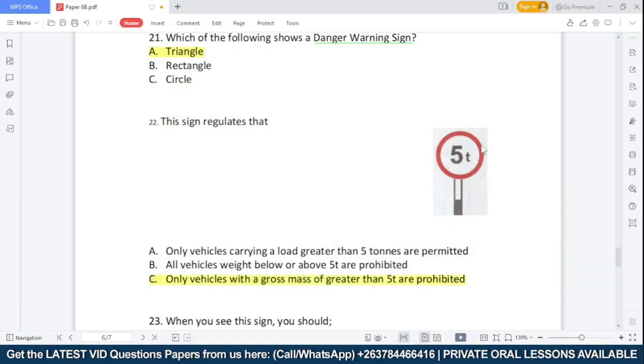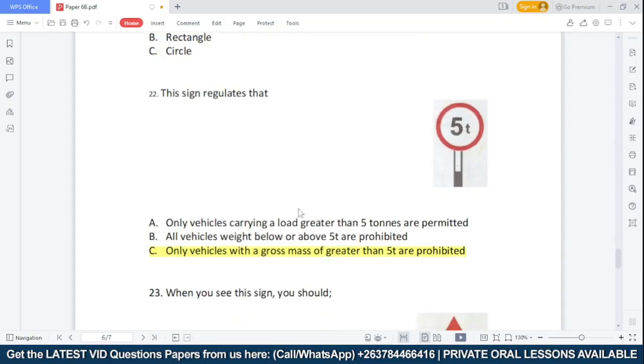So 5 tons means that all vehicles with a gross mass of greater than 5 tons are prohibited. If a vehicle has a gross mass of 6 tons or maybe 7 or even 5.5 tons, it is prohibited. So this circle is regulating the weight.